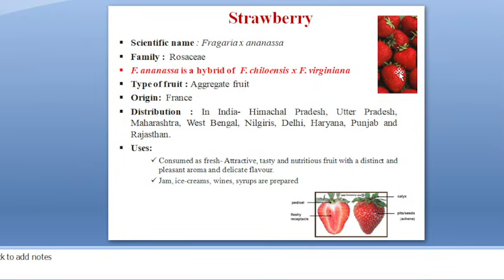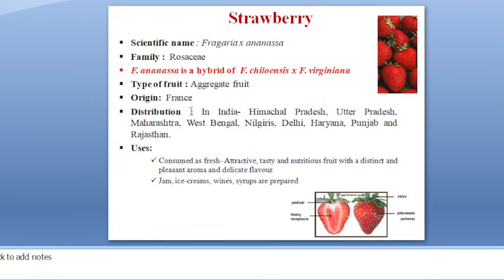Mainly, many ovaries, many small seeds you can see on the surface of the fruits. Because of the presence of many ovaries or small seeds on the surface, this kind of fruit is called an aggregate fruit. That means an aggregate of many small seeds or ovaries. It was basically a crop of France.